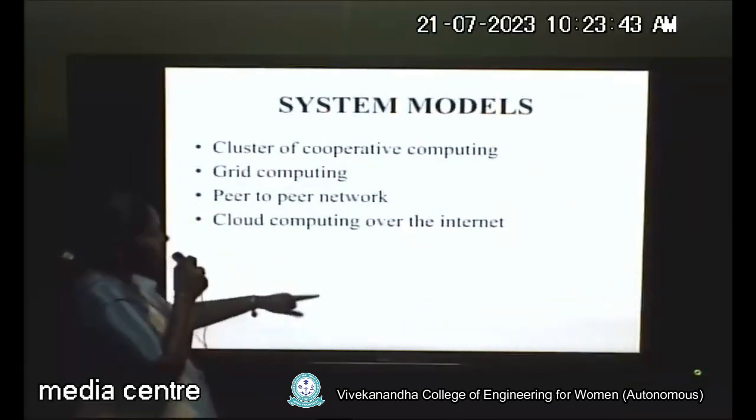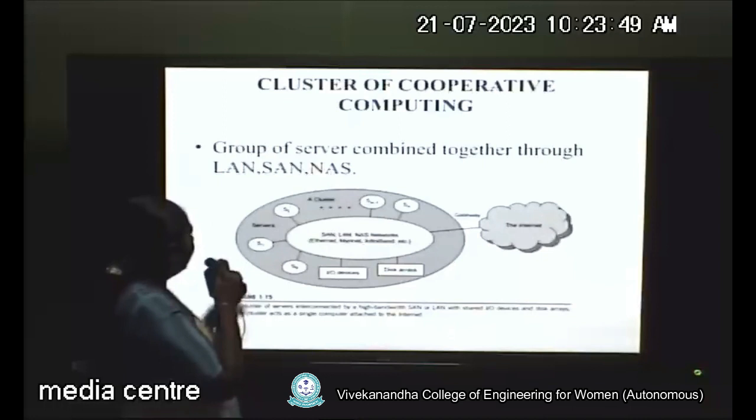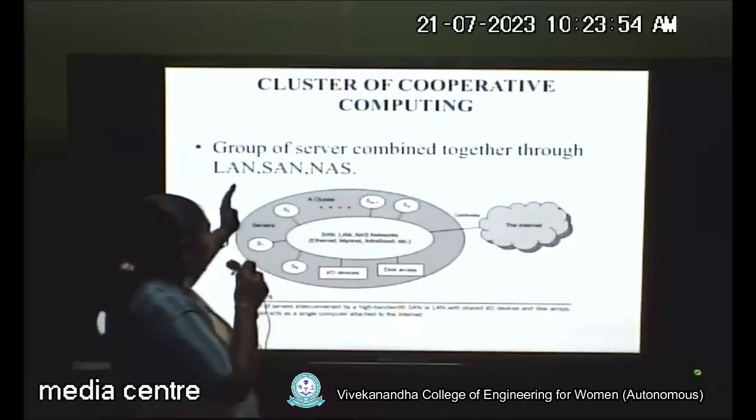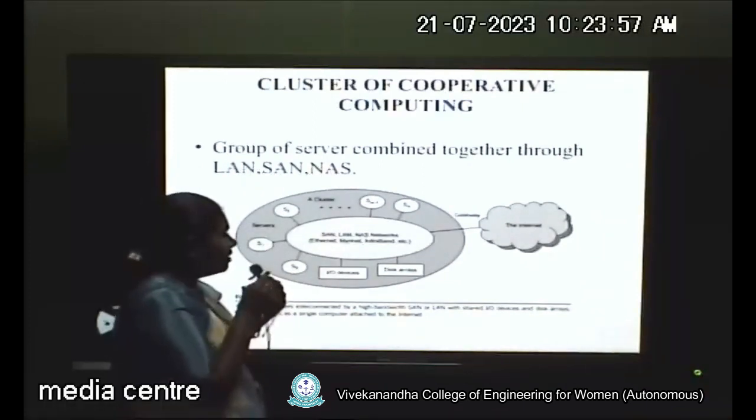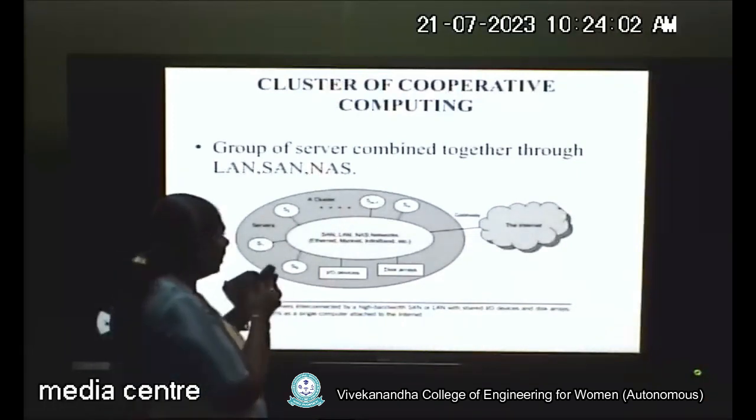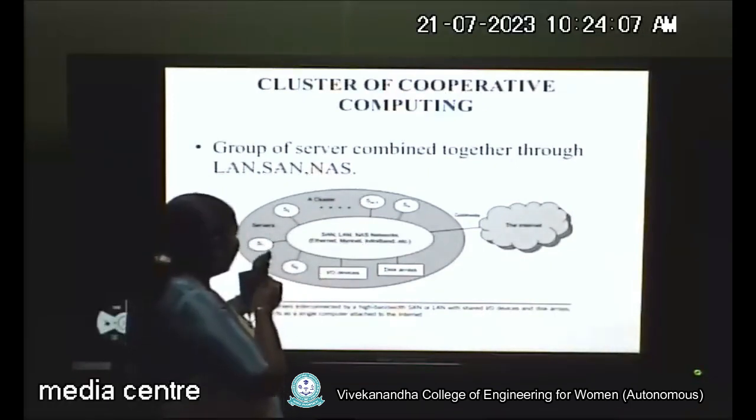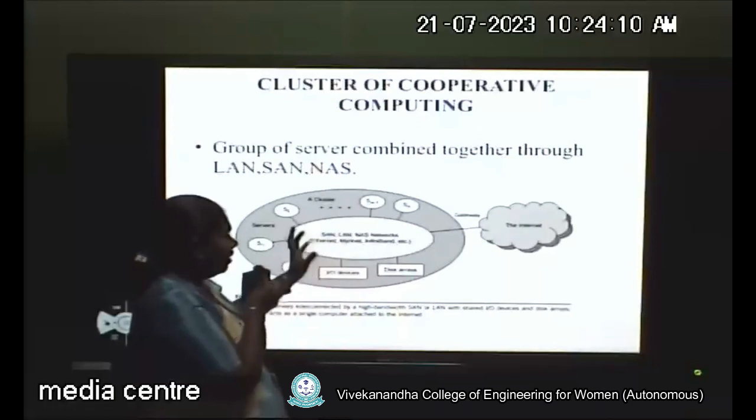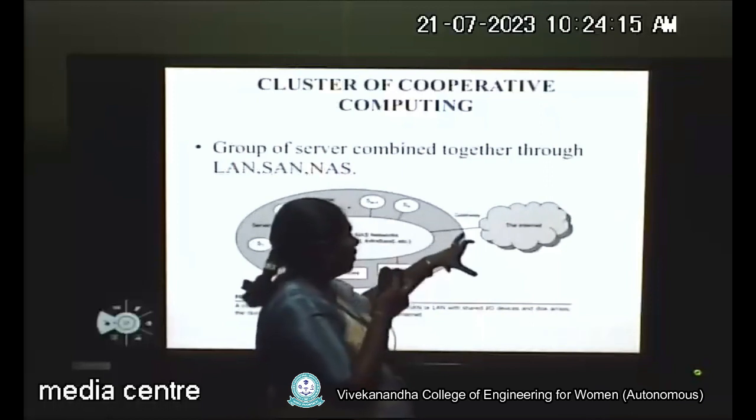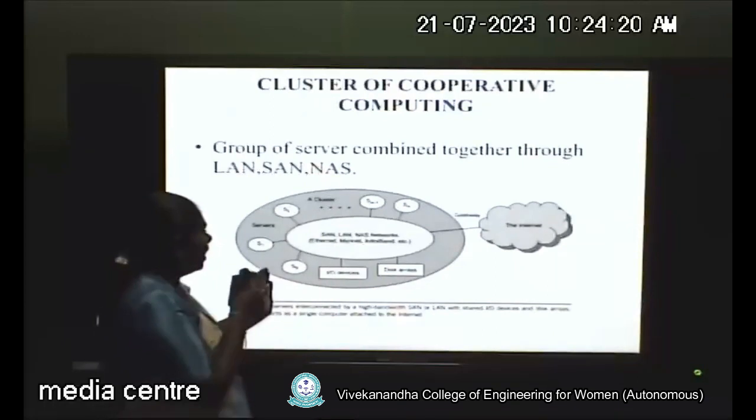The first one was cluster of cooperative computing. Here a group of servers are combined together through LAN, SAN and NAS. Okay, so that means the internet, right? Nowadays the most important thing is the internet. So through that internet, the cluster and servers are present here, that means input output devices and disk arrays. So these are all the clusters and the internet through which we are connecting. Here we are using the gateway concept to connect any networks such as SAN and LAN to the internet.